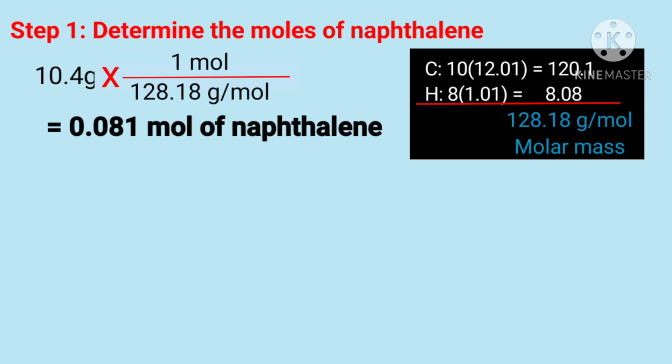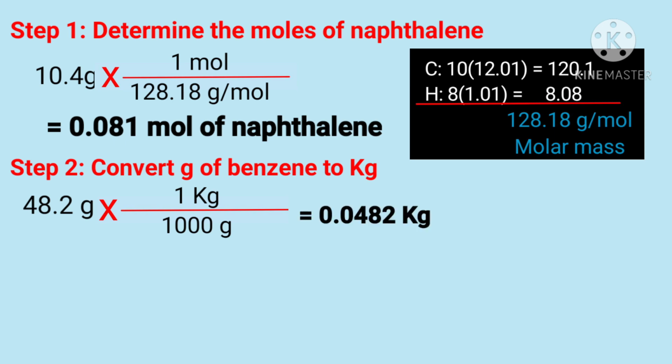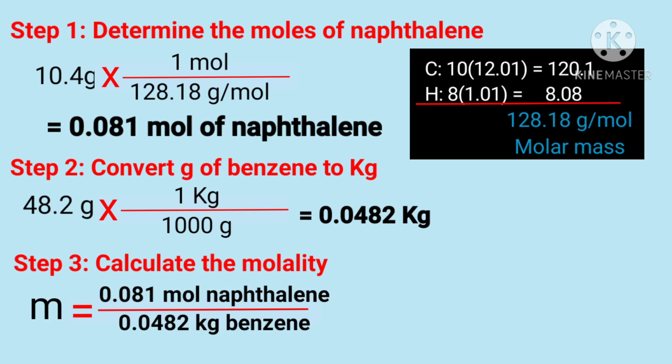Since the mass of benzene is given in gram, you have to convert it into kilogram because kilogram is required. So 48.2 gram times 1 kilogram is equal to 1,000 gram, then cancel the gram, then equal to 0.0482 kilogram of benzene. Step 3, get the molality. Since you have the mole of solute and the kilogram of solvent, plug in to the formula. So 0.081 mole of naphthalene divided by 0.0482 kilogram of benzene, and it is equal to 1.7 molal.